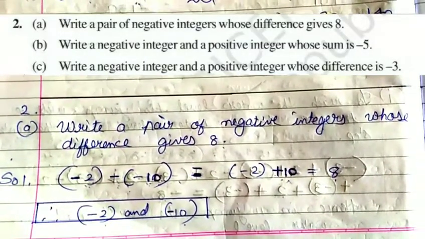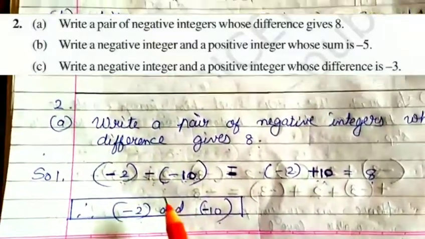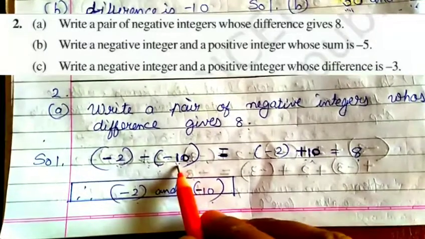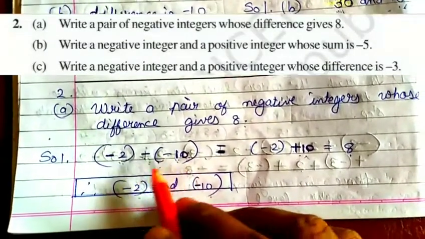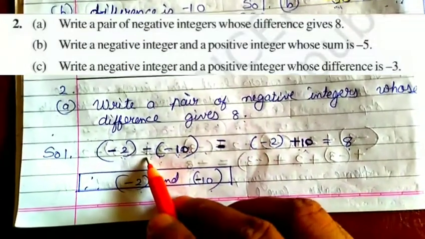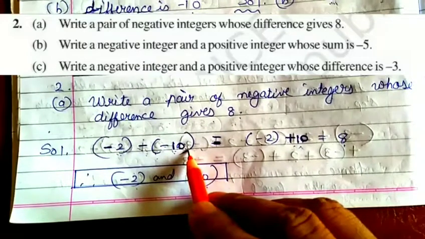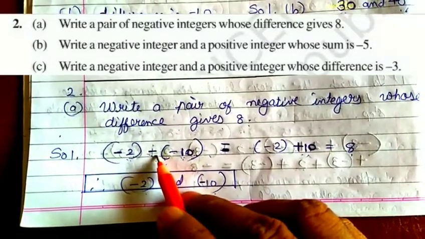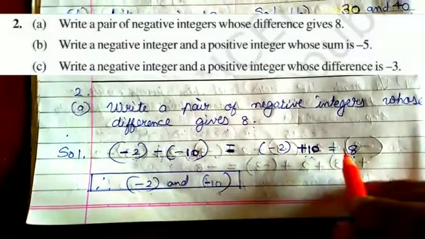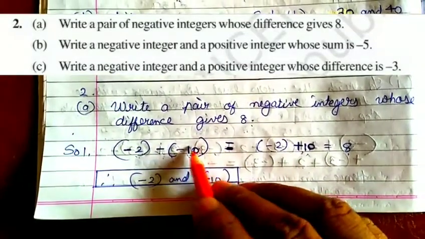Write a pair of integers whose difference gives 8. See here. Now I had taken two negative integers, that is negative 2 and negative 10. Now the word says whose difference gives 8, so I have to do subtraction. Negative 2 minus negative 10. As per the rule, if there is a negative sign outside the bracket, whatever the value inside the bracket, if it is negative, it becomes positive.